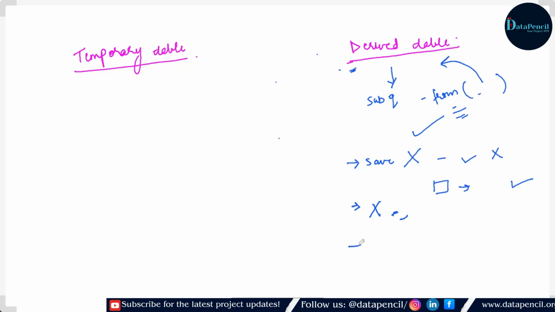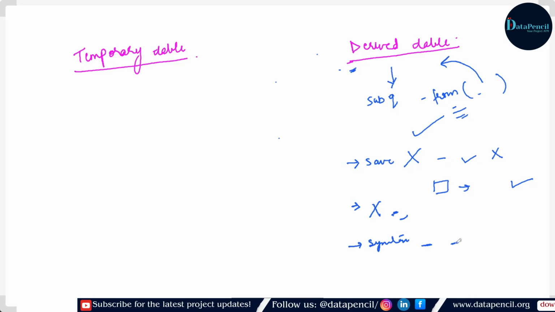Now what is the syntax? The syntax is similar to the subquery, because a derived table is simply a subquery when we write it inside this FROM statement.